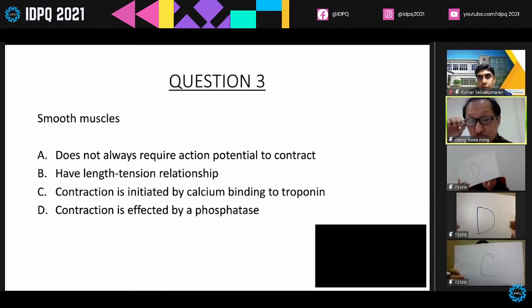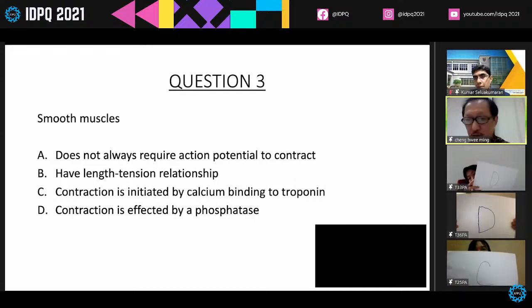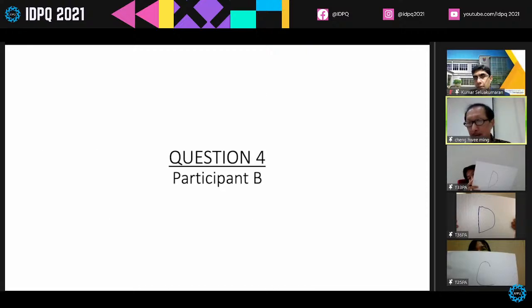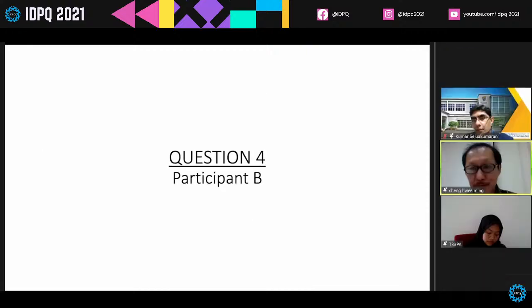You can stimulate smooth muscle contraction by a hormone, right? I think all of you know that. So none of the team has got this question correct. No marks for all. So let's move to participant B for the next three questions.